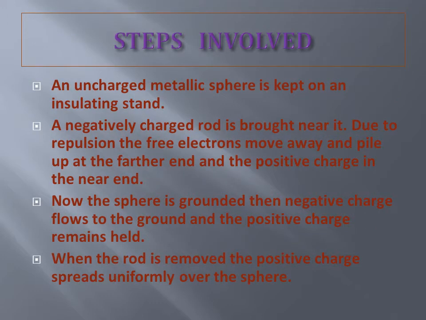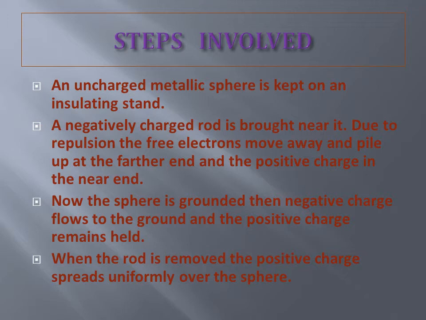Now we'll see what are the steps involved in order to produce charges. Either it can be positively charged particles or negatively charged particles. Now here we will see how you can produce positively charged particles. For this, the first step is we have to take an uncharged metallic sphere which is kept on an insulating stand. And then you have to take a negatively charged rod and it is brought near it.